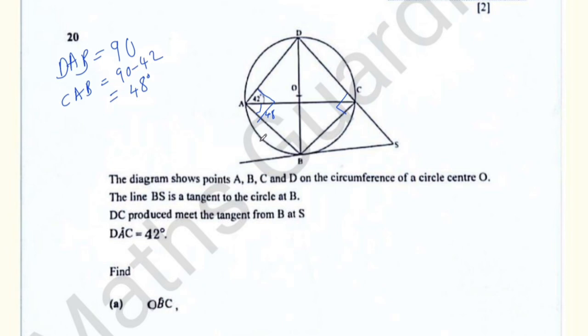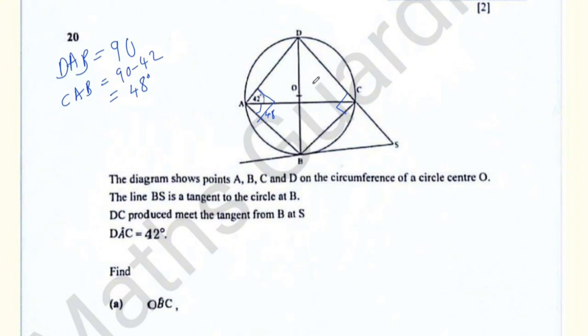All right, so now to find OBC, we're going to use the angles in the same segment. Okay, so we're going to take our chord DC, which divides the circle into two segments, the major segment and the minor segment. So these angles will be in the same major segment. And we know that angles in the same segment are equal if they are formed from the same chord there.